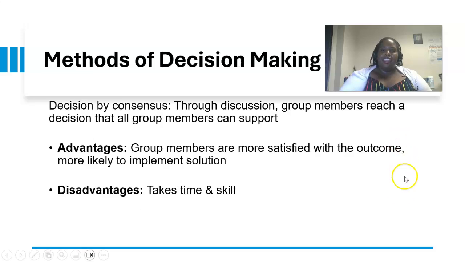Then we have decision by consensus. Through discussion, group members reach a decision that all group members can support. And that sounds really awesome. Group members are more satisfied with the outcome and they're more likely to implement a solution they agree with. But it takes time and skill, which the group might not have at the time.